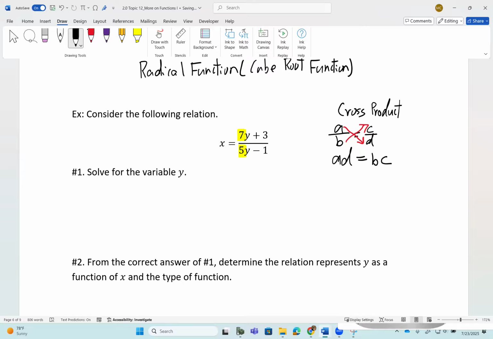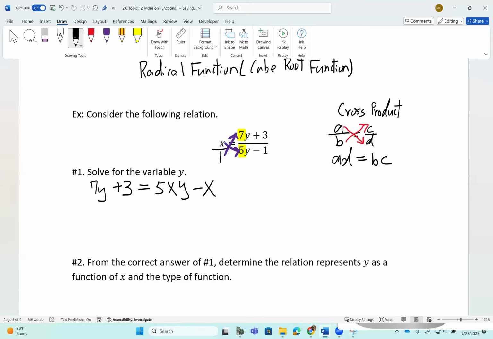So this x right now is x over 1. So I'm going to multiply it diagonally. Okay, so I'm going to say 1 times 7y plus 3. 1 times 7y is 7y. 1 times positive 3, because these got two terms here, this one going to multiply both terms, is positive 3. Set it equal to, multiply it diagonally, x times these two terms down there. X times 5y is 5xy. X times negative 1 is negative x.